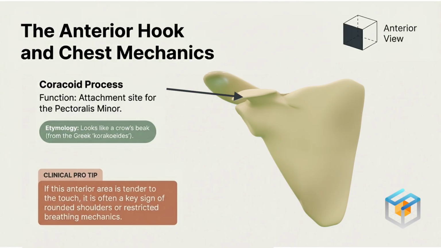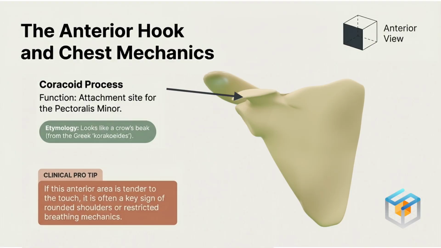4. The anterior view, the front. Now let's look at the side that faces your ribs. Coracoid process. This hook-like projection looks like a crow's beak, from the Greek korakoeides. It's the attachment for the pectoralis minor.